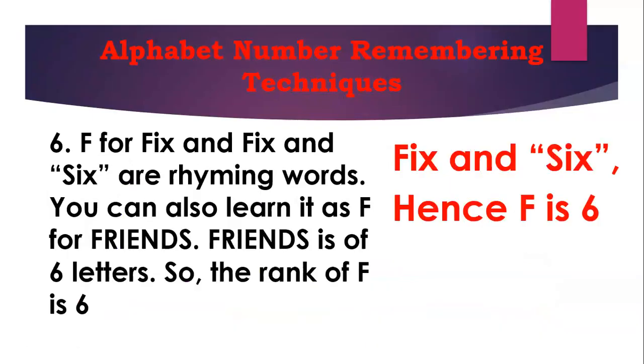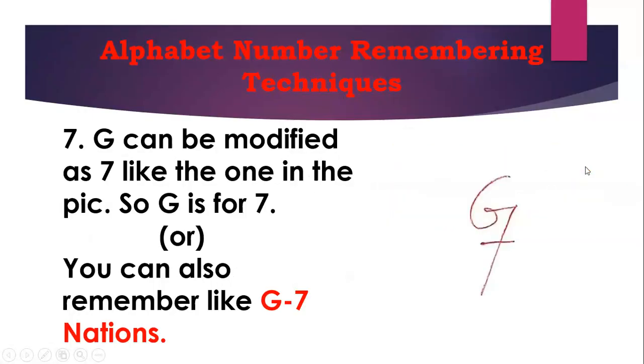Then go for F. F is 6. The number of fix is 6. How do you remember? F, fix, and 6. Both are similar in nature, similar rhyming words. So once you remember F, fix, then it will be 6. You can also learn F for friends, which is a 6-letter word. So it is easy. You can remember fix means 6. F means 6.